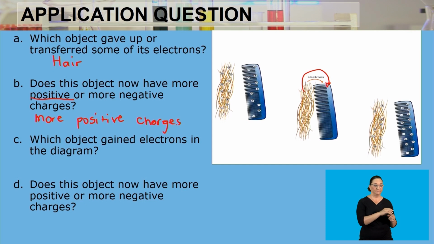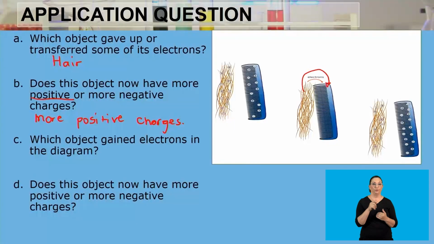If we are starting from a neutral substance, where the comb is neutrally charged and the hair is also neutrally charged, then should the hair transfer its negative charges, the electrons, to the comb, the hair will remain with more positives than negatives. So the hair will be more positive. Now the comb, by receiving those electrons from the hair, will have more electrons, which translates to more negative charges than positive charges, if we are starting from a neutrally charged comb.